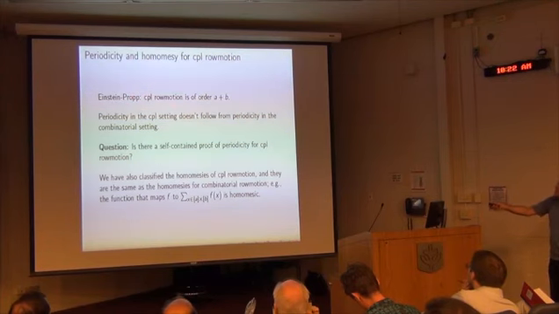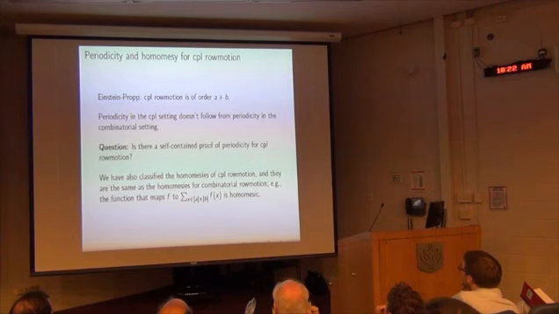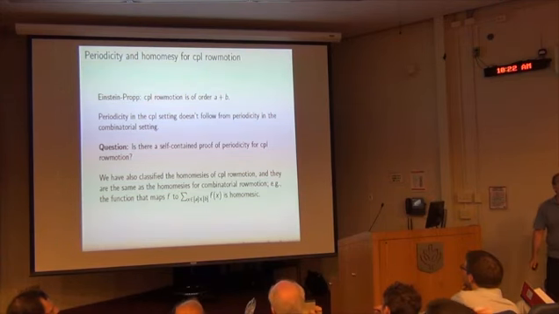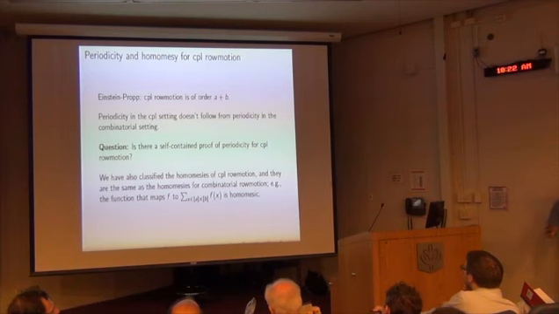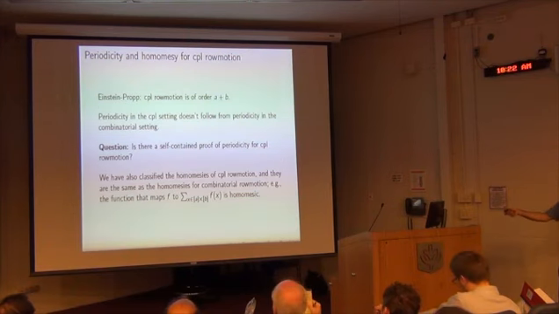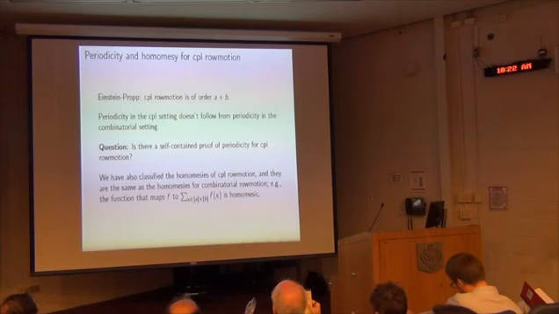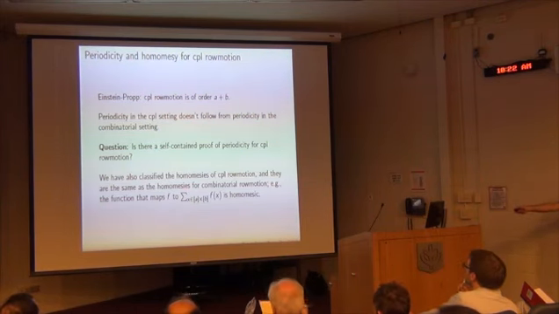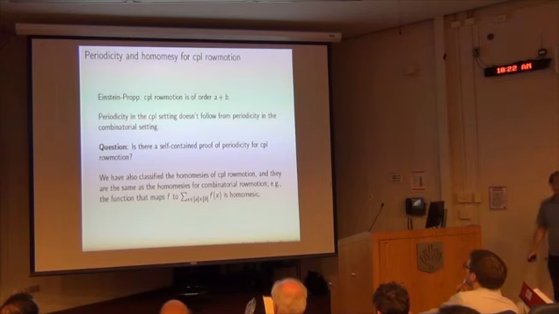Einstein and Propp showed that this operation is of order A plus B, but periodicity in the CPL setting, we have not been able to derive from periodicity in the combinatorial setting. Even though the combinatorial setting is the vertices of the order polytope, we can't seem to get our argument to work. So we'd like to know a self-contained proof of periodicity for CPL row motion. We've also classified the homomesies of CPL row motion, and they're the same as the homomesies for combinatorial row motion.